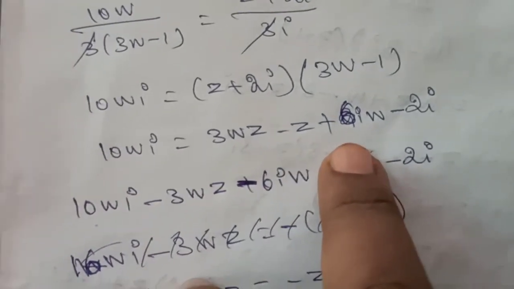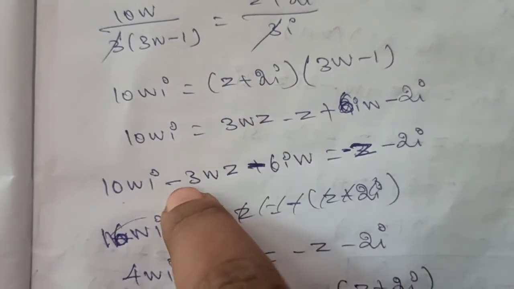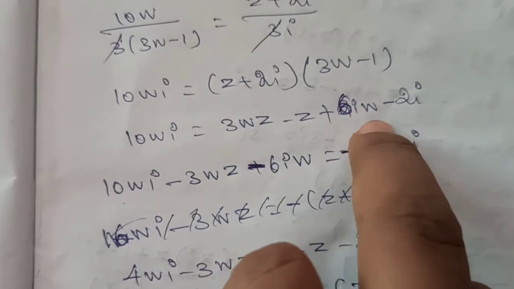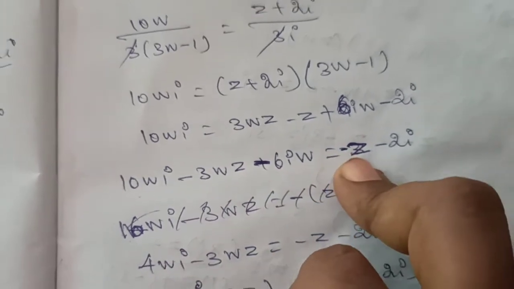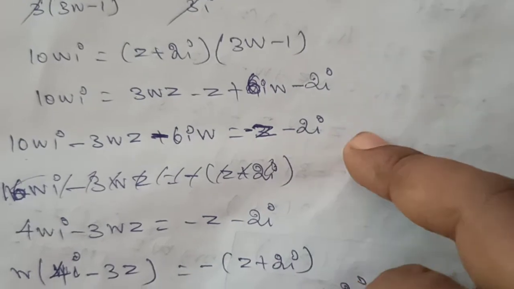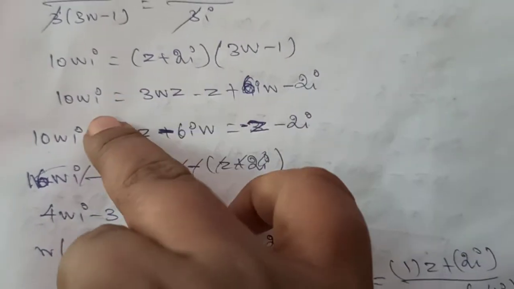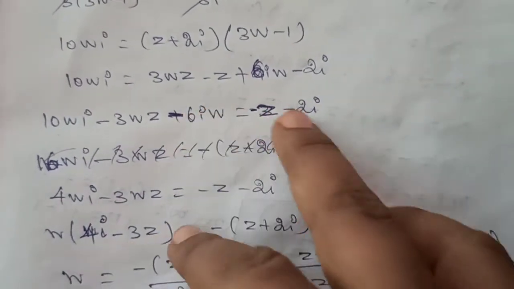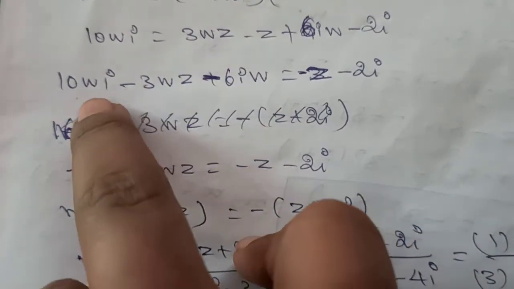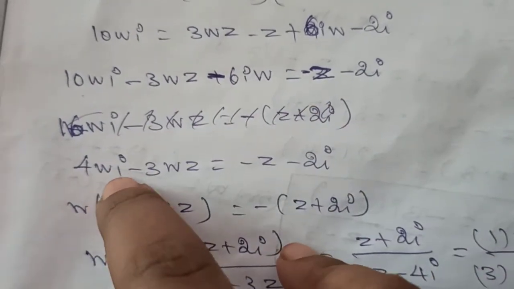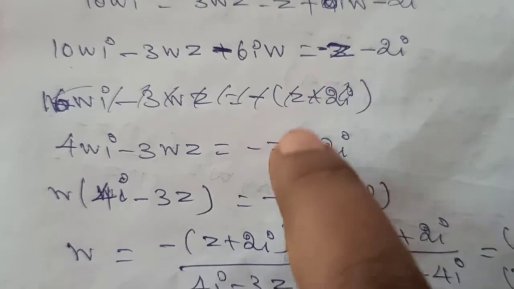So all the w values go to the left side. Here 10wi; the right side 3wz goes to the left side as minus 3wz. Also 6iw goes to the left side as minus 6iw, equal to, and the right hand side will have only z and a constant: minus z minus 2i. Then subtract: 10wi minus 6wi becomes 4wi, minus 3wz, which is equal to minus z minus 2i.